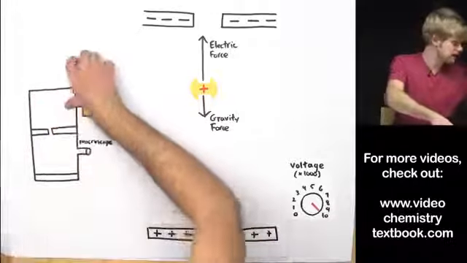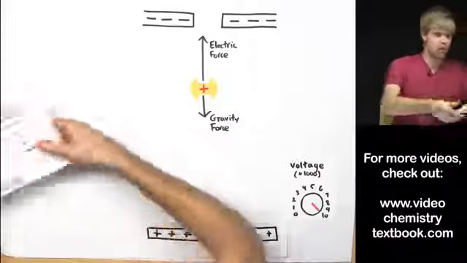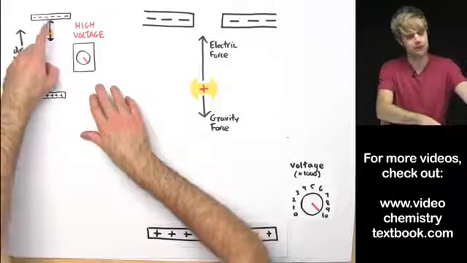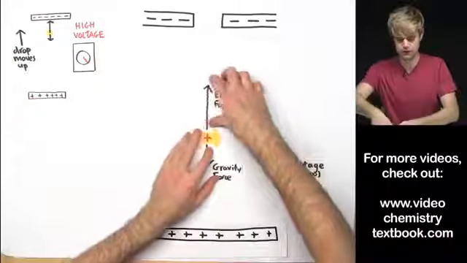I can sum this up here: with a high voltage, the drop moves up because the electric force is bigger than the gravity force.